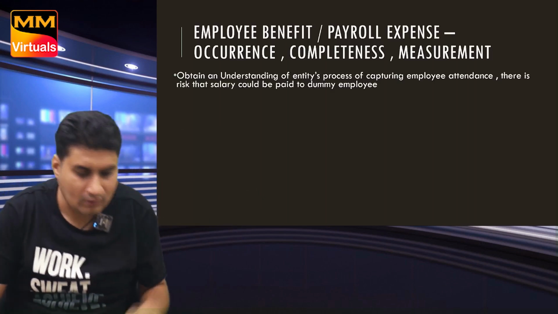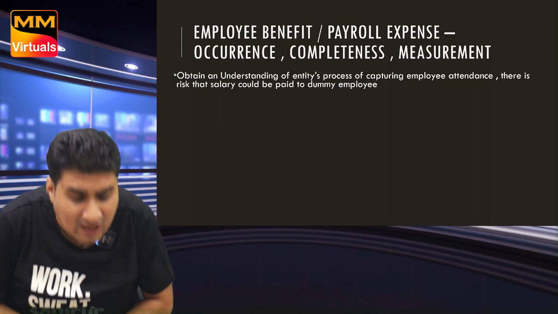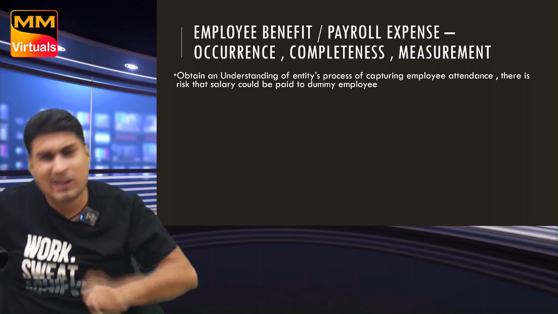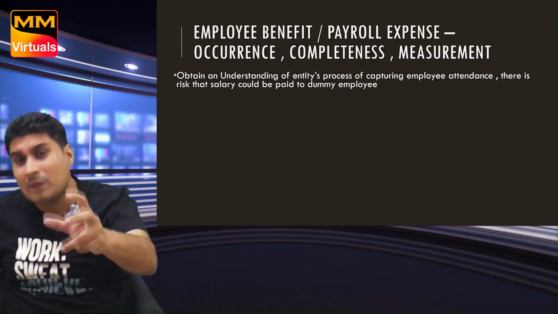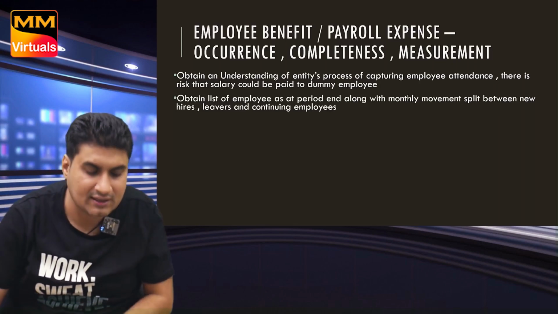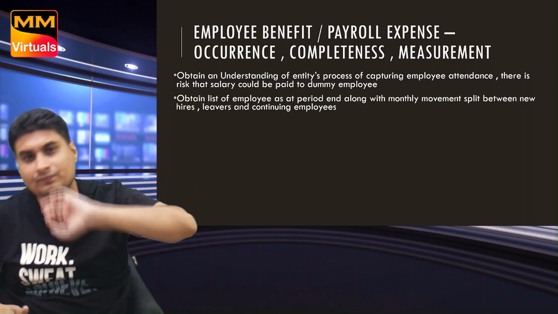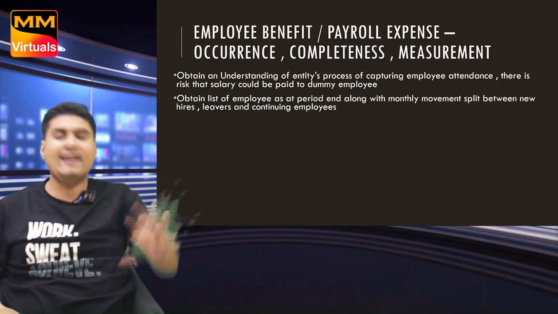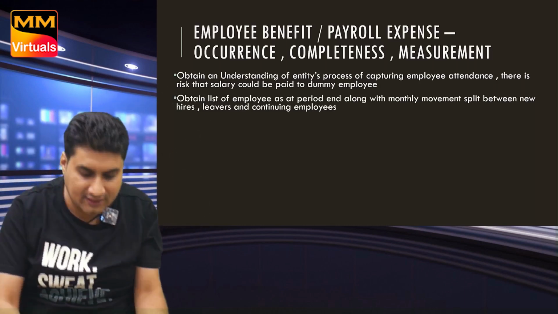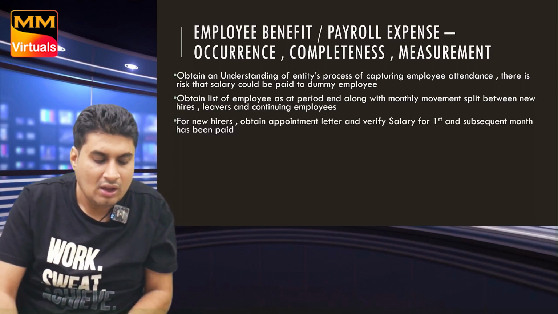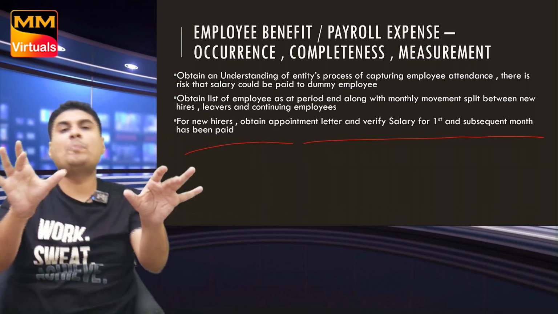Read. Obtain understanding of employees. Process of capturing the attendance. Okay. What's your process of capturing attendance? Is there any chance of a dummy worker being included? Okay. Next. Obtain the list of employees. 3 parts. Number 1, new, left employees and existing. New, left, existing. Divided into 3 parts. New, leavers and continuing. For new people, check the appointment letter.